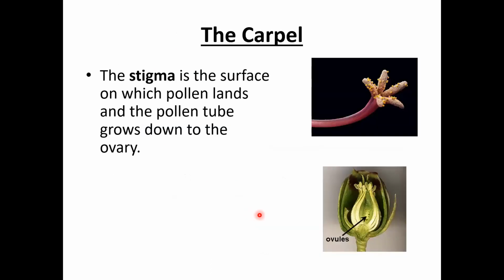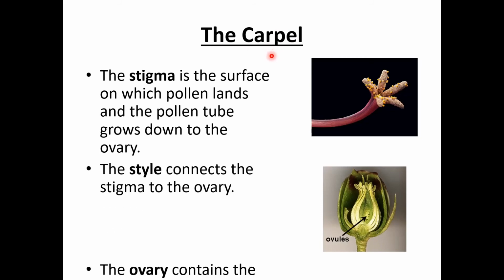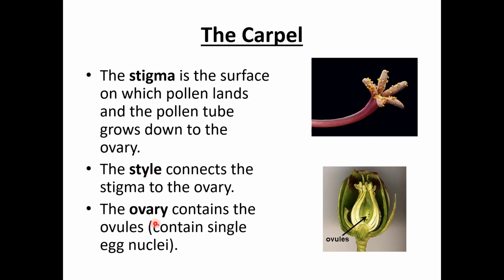All right, then let's talk about the female reproductive organs now. In plants, it is known as the carpel, and the carpel itself consists of stigma, style, and ovary. So these 3 components make up the carpel, right?